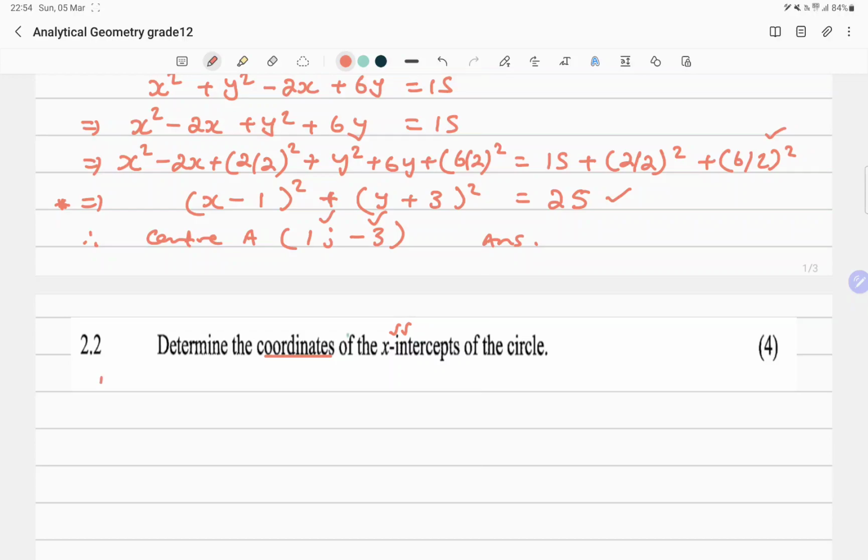So we can just write here for x-intercept, it is such that y equals 0.